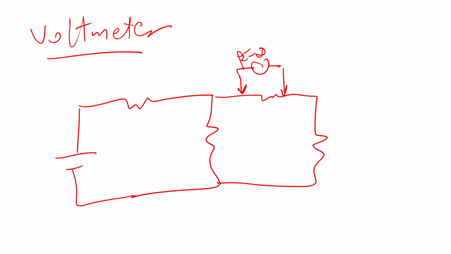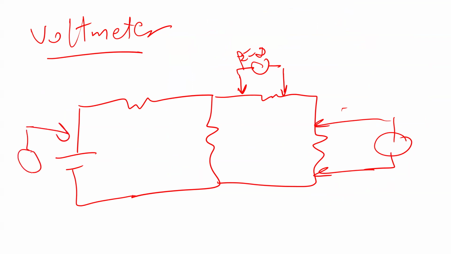Here, it has to be connected in parallel across the voltage drop I want to measure. So if I want to measure here, I connect it here in parallel, this way. Same thing if I want to measure here, I connect it in parallel this way. Ideally, the resistance here has to be infinity. Practically, it's not infinity; there is some resistance here.